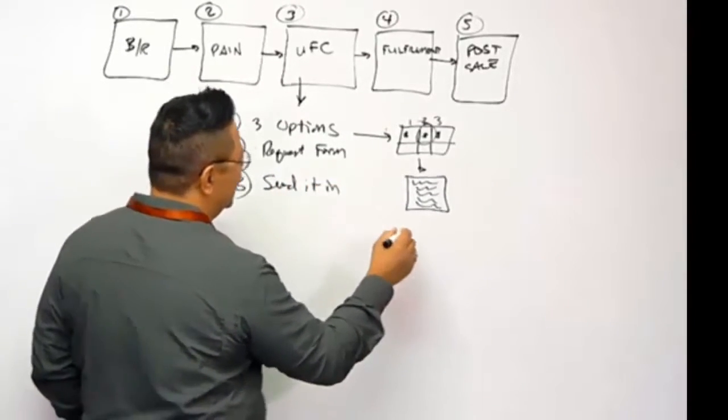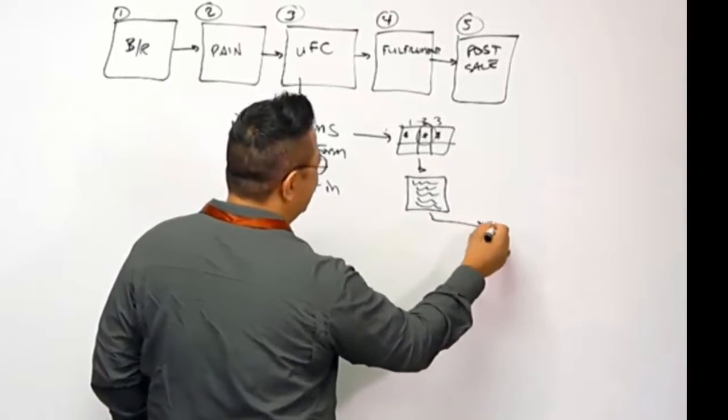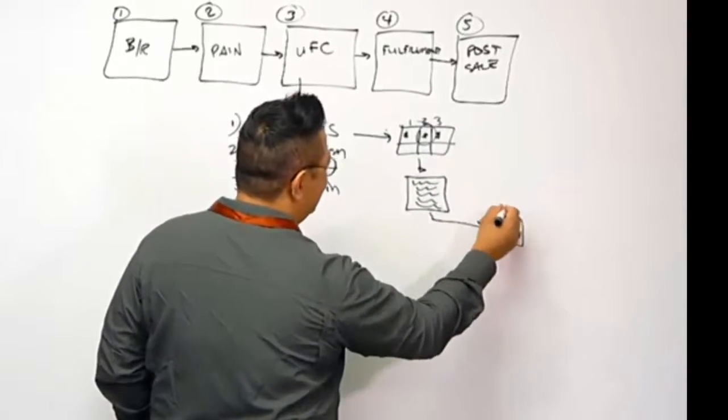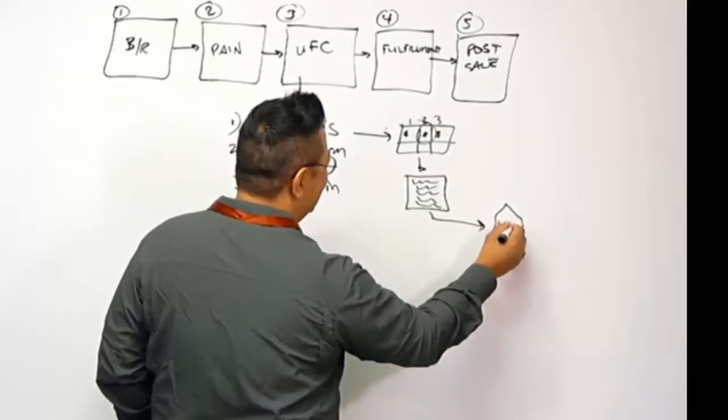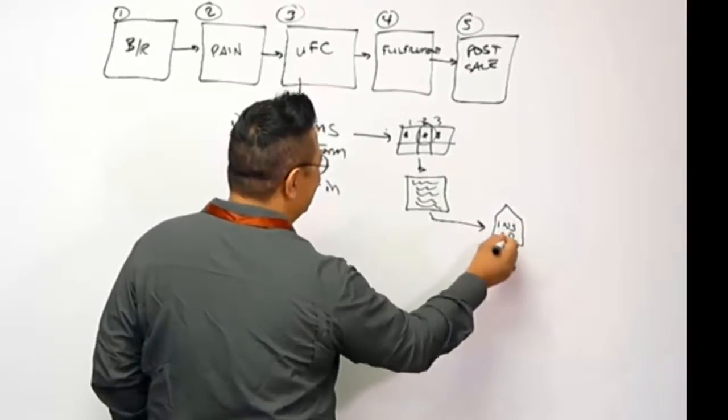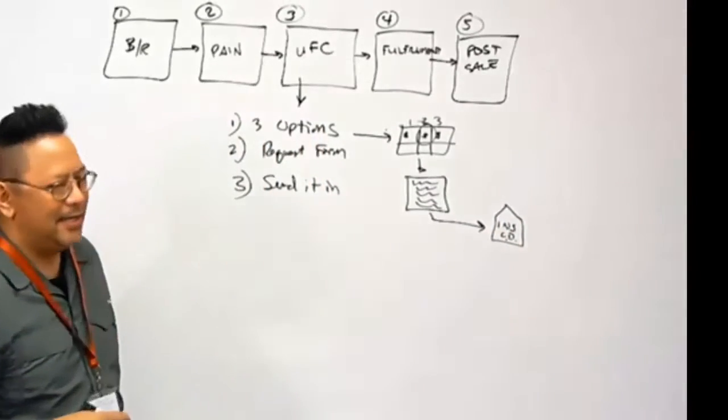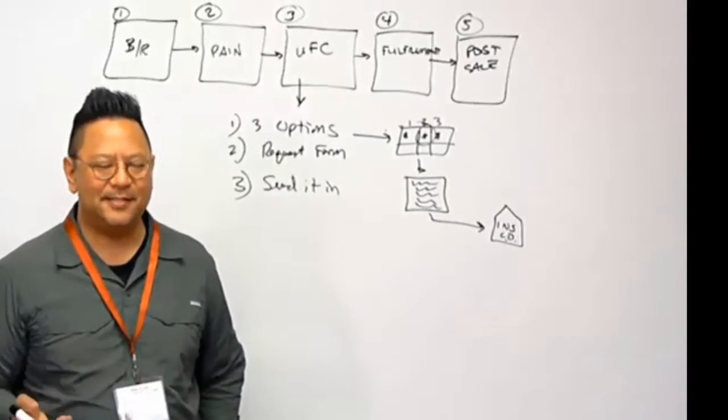We're going to send it in to the insurance company, okay? So I'm going to draw a building. I'm going to put insurance company. We're going to send it to them. Now, this is key when I explain this.